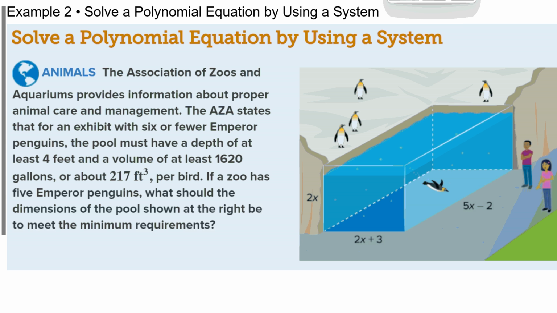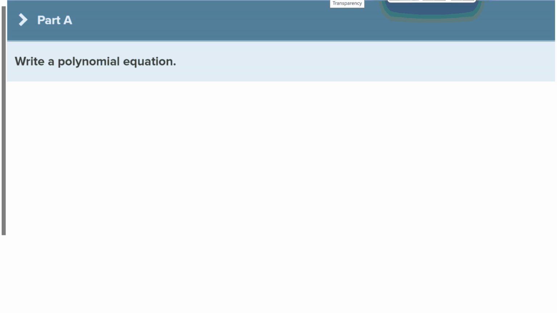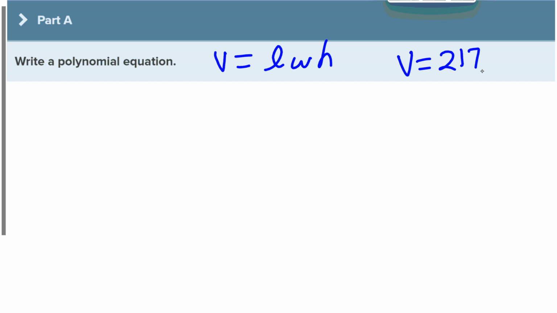Okay, so first what we need to do is write a polynomial function or polynomial equation. We know we're talking about volume, and the volume of a rectangular prism is length times width times height. So we're going to multiply these three things, and we know the volume is equal to 217 cubic feet. That's just our units. That has nothing to do with an exponent, as these are not variables. Those are just units, right?